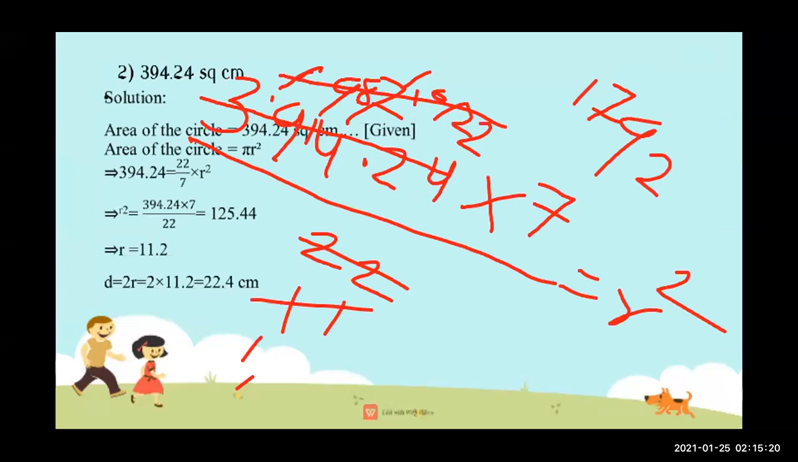After 2 numbers we have to put the point. So the point will come here. That is 17.92. Now this 17.92 should be multiplied by 7. Now multiply 17.92 by 7.